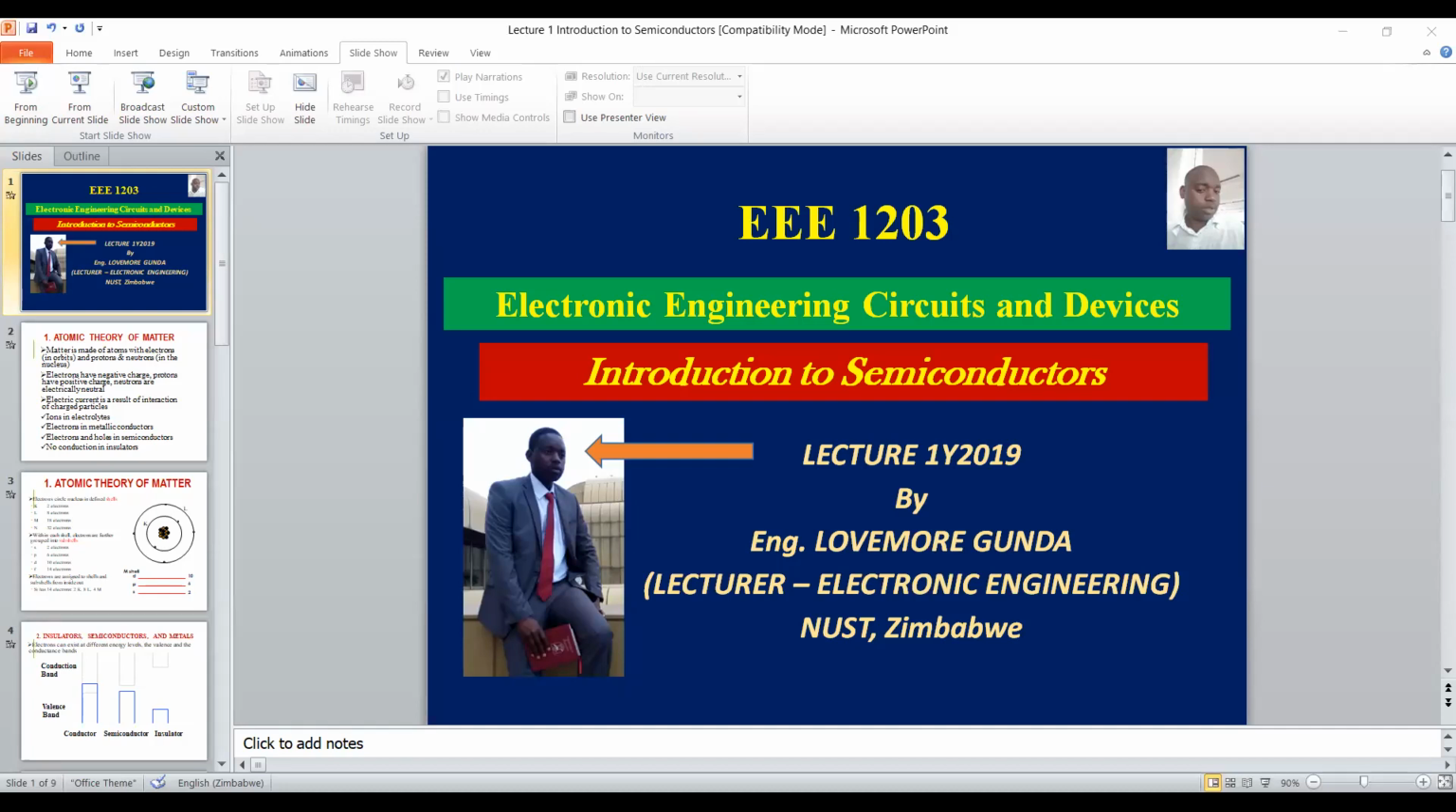So in order for us to understand how semiconductors work, we have to look at the atomic theory of matter. I'm sure you did this in physics and in chemistry. So atomic theory of matter, it's simple. It says that matter is made of atoms with electrons that are in orbits, and also it has protons and neutrons in the nucleus, right?